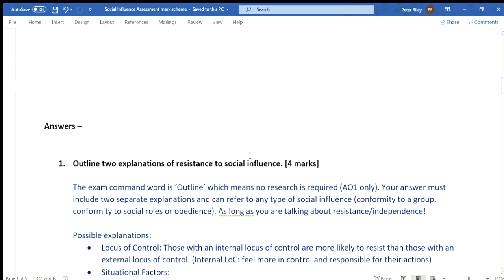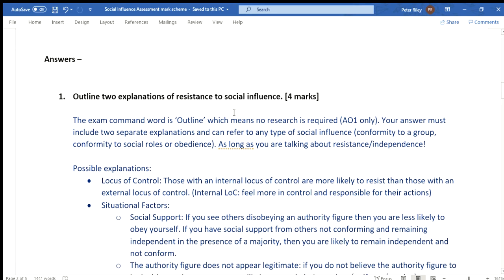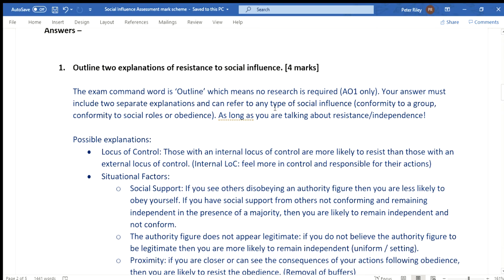But we'll go through the answers to the questions. The first question: outline 2 explanations of resistance to social influence for 4 marks. Now, nationally, this was answered very well by students across the country, and I think the reason it was answered so well is that it's a very open question. The key word, the exam command word there, is outline. So outline means that we don't have to include any research. This is completely an AO1 question. So if you have referred to research in your answer, we can get rid of that straight away.